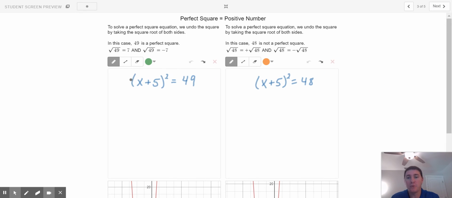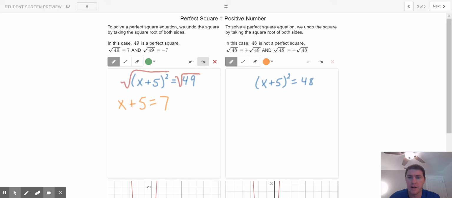If we have an equation in perfect square form like we do here, to solve it we undo the square by taking the square root of both sides. Here's what that looks like. When we square root the left and the right, the square and the square root cancel, and we end up with just x plus 5. There's no more squared, no more square root. And on the right side, we end up equaling 7.